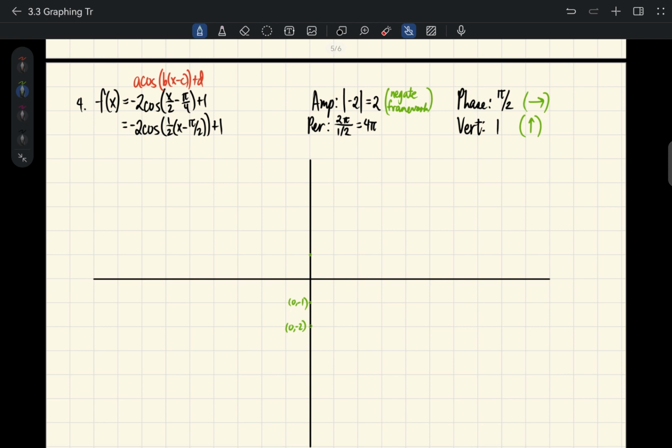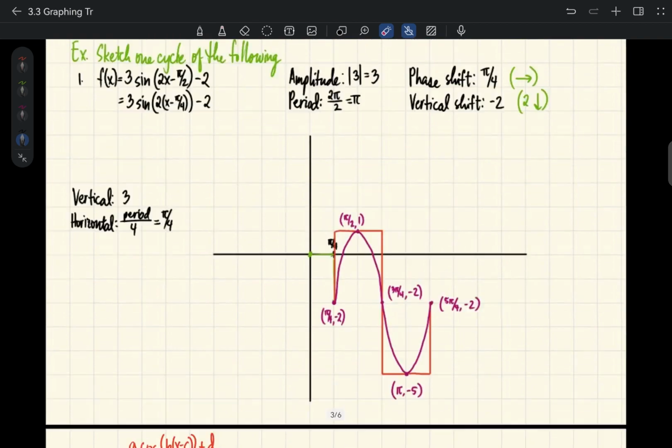The next, we have to identify your vertical and horizontal movements. So for the vertical, that's just your amplitude of 2. And for the horizontal, that's just the period divided by 4, which is pi. So that means we need to move vertically by 2 and horizontally by pi. So now how do we proceed in graphing?